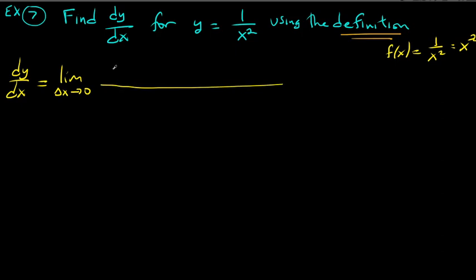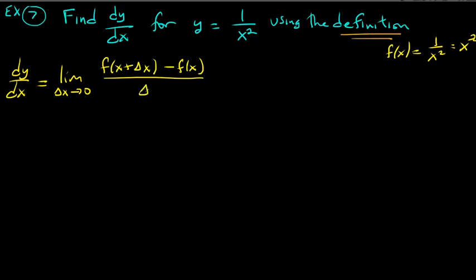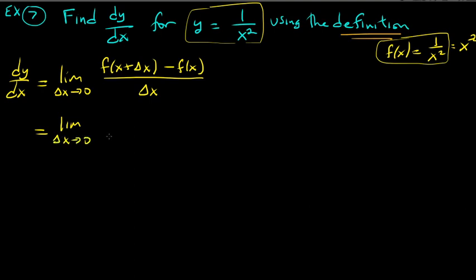So, actually, let me just copy down the definition one more time here. So this is f of x plus delta x minus f of x over delta x. Again, that's something you should know. Now let's apply it to this particular function, f of x. So again, the limit comes at the very end. We have to keep writing limit. If you don't, it's wrong, right?